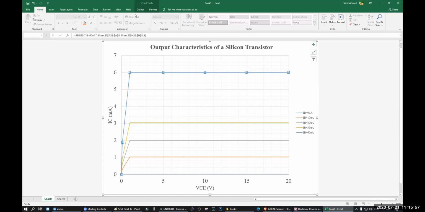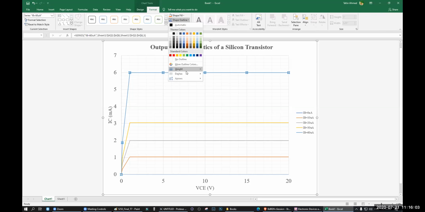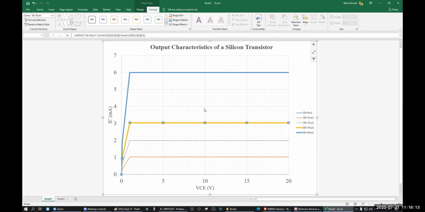You can change the line width. Go to design, go to format actually. You can change the width as well to make it stand out more. This one you can make the weight like this, so that it is more understandable.